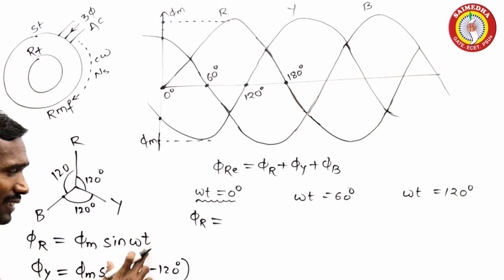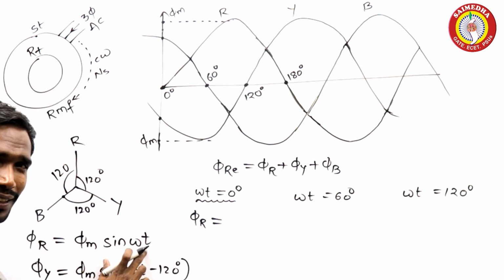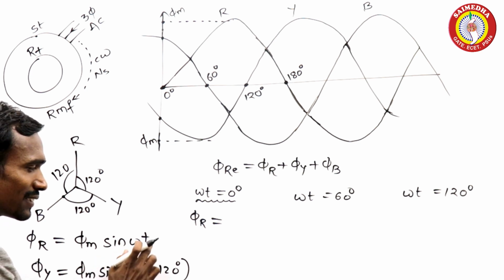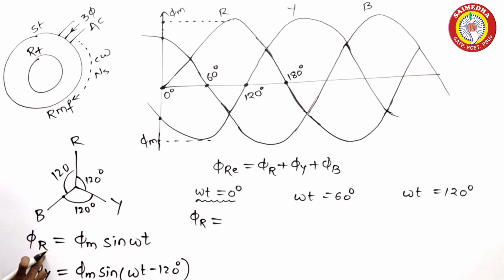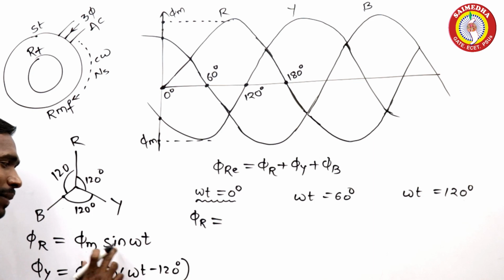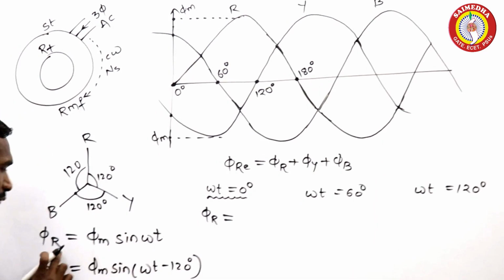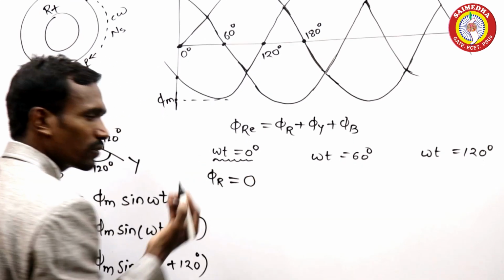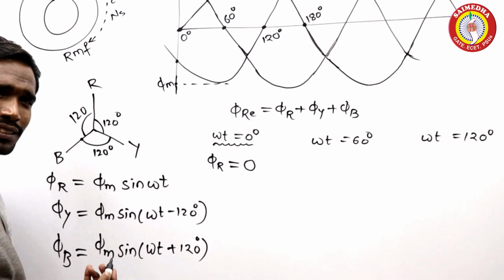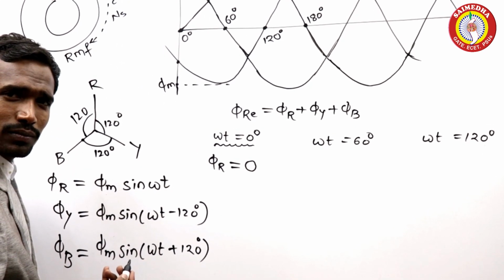Mathematically, if omega t is equal to 0, what is phi r? Phi r is equal to phi m into sine 0. Sine 0 is equal to 0. That's why phi r is equal to 0. Yes or no? Right.